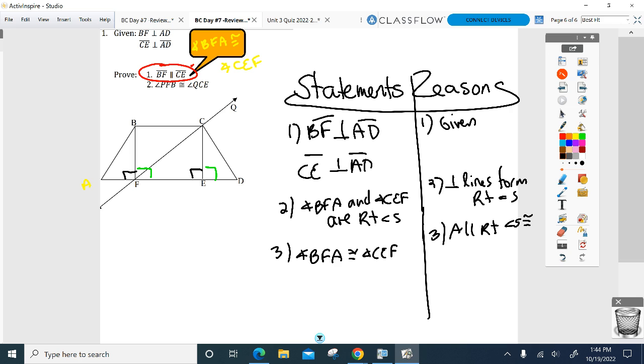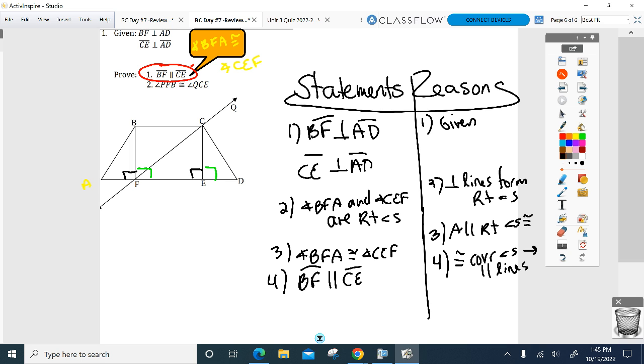So what do I have now? I just proved those 2 angles congruent. Now the lines are parallel, BF parallel to CE. How's this going to look when I write this? Congruent corresponding angles imply parallel lines. All right, we have part 1 done. You ready for part 2?